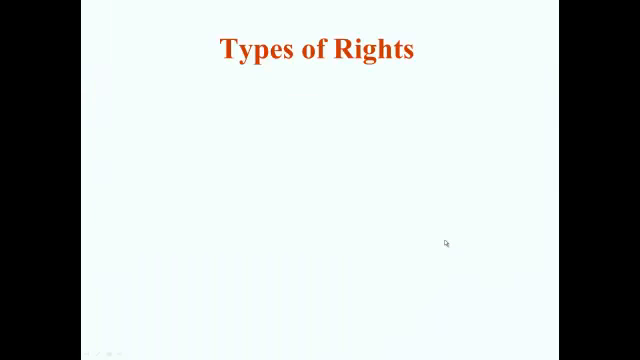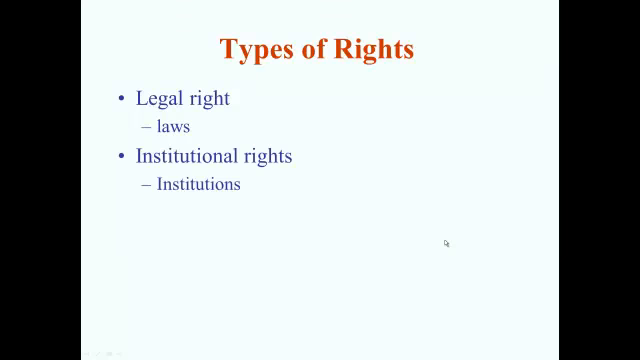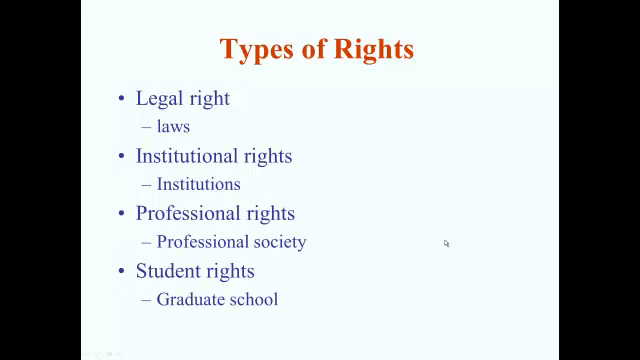Now, there are many different types of rights. Legal rights come from laws. Institutional rights come from policies of the institutions. Professional rights come from the professional societies. And student rights come from charters of the graduate school.